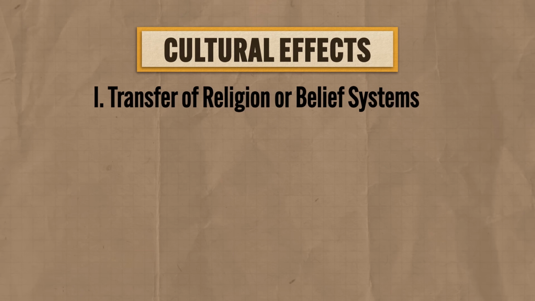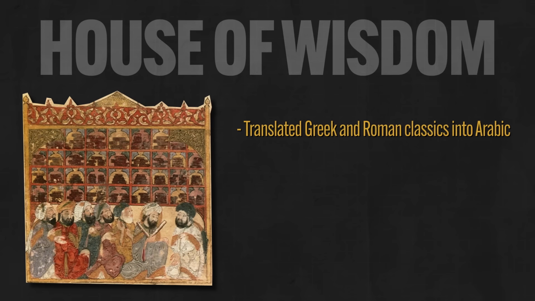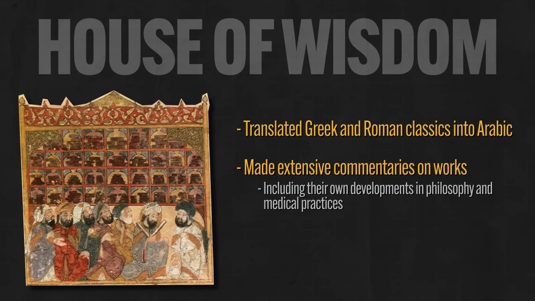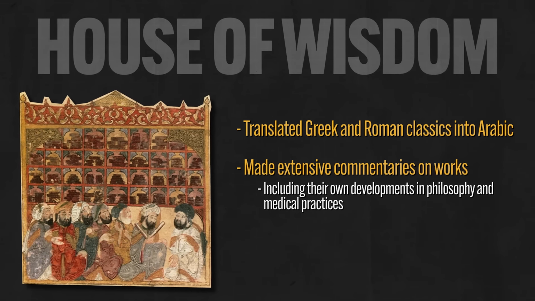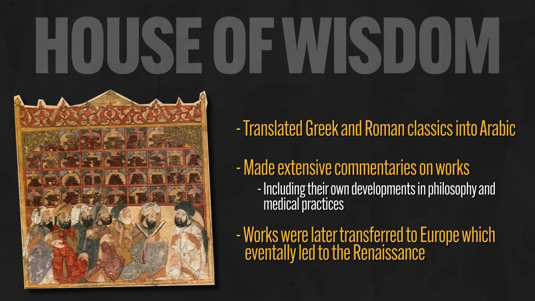Now the second cultural consequence of connectivity included significant literary and artistic transfers across the world. For example, Islamic scholars in Baghdad's House of Wisdom translated Greek and Roman classics into Arabic and made extensive commentaries on them, including their own developments in philosophy and medical practices. These works were then later transferred to Europe, where they created the basis for a cultural awakening known as the Renaissance, which we're going to talk all about in Unit 4.